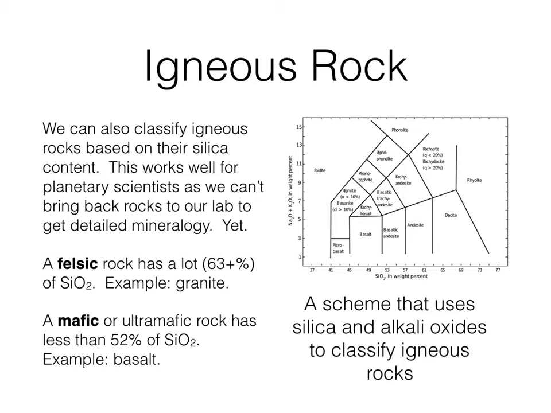You can see this plot on the right shows not only the silica percentage, but the percentage of alkali oxide, sodium oxide, potassium oxide, to kind of classify rocks. You basically plot a given rock on this plot, and whatever little box it ends up, that's what it is.